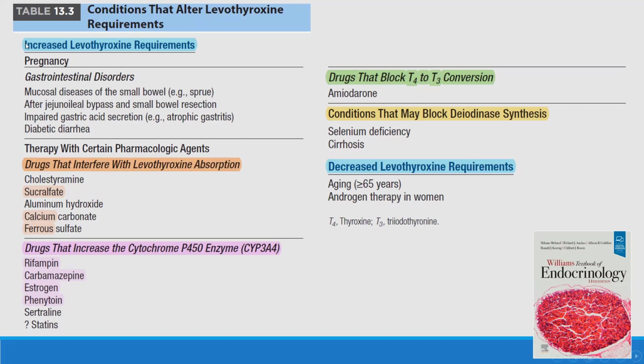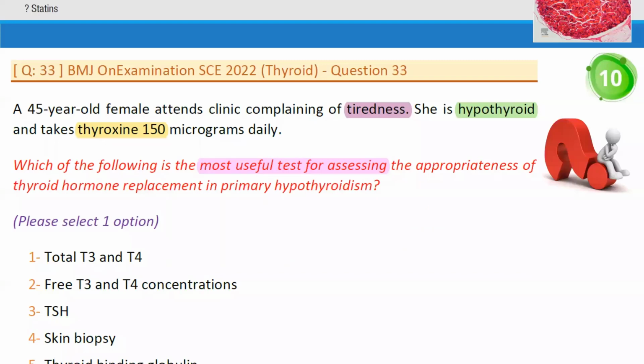Some drugs can interfere with levothyroxine, so we should receive levothyroxine before these drugs by at least 4 hours: calcium, ferrous sulfate, sucralfate, cholestyramine, aluminum hydroxide, and some drugs that can increase the excretion of levothyroxine. So this is very important.